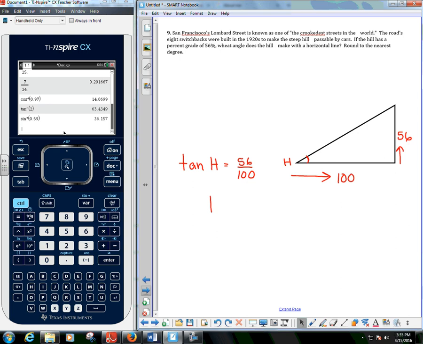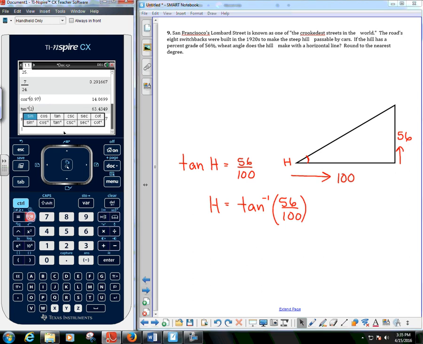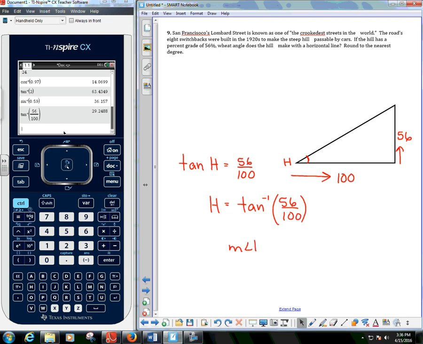So this is when I go to my calculator. When I'm looking for an angle, I use the inverse functions. So I type in tangent inverse of 56 over 100. Let's come to the calculator. I hit the trig function, toggle over to tangent inverse, hit enter, and do 56 divided by 100. That tells me that the angle is 29 degrees. So the measure of angle H is approximately 29 degrees.